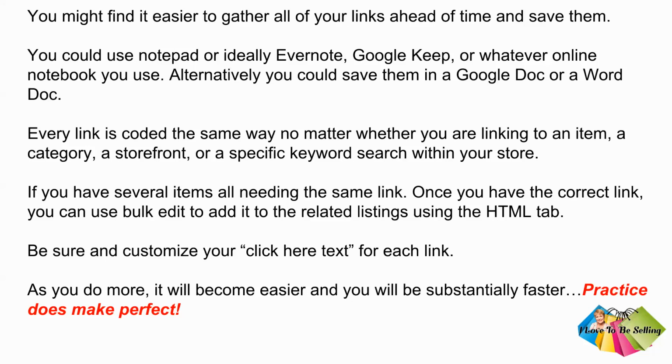If you've got several items that all need the same link, like let's say coffee mugs, I'm sending all the coffee mugs to other coffee mugs. Once you've created the correct link, hey, look at my other coffee mugs, don't forget that you can use bulk edit and you can add it to all the related listings at the bottom. But don't forget, when you're editing, you want to be using the HTML tab when you're adding the HTML, okay? You can customize the click here text. So, look at my other mugs, look at my other plates, whatever's good for you. That part of the text you can customize.